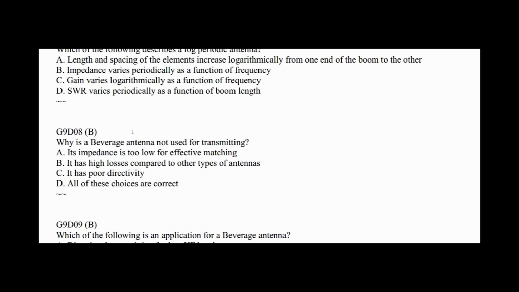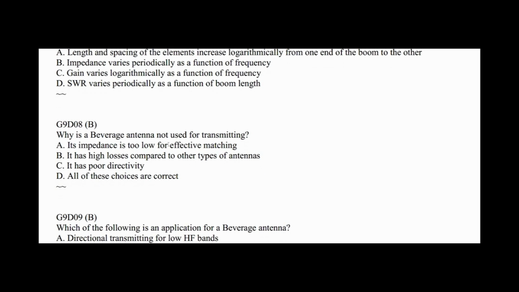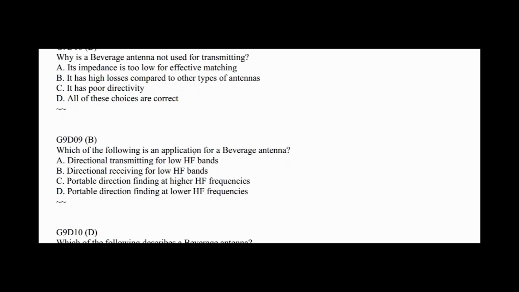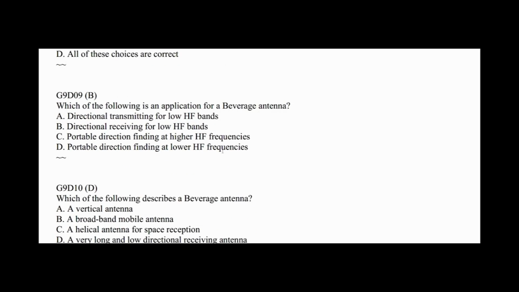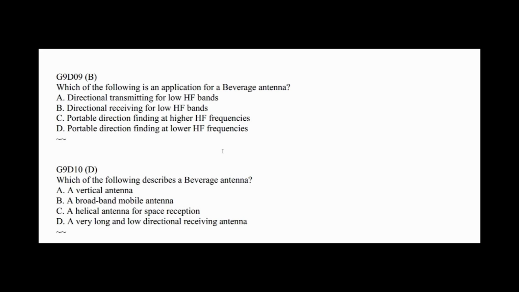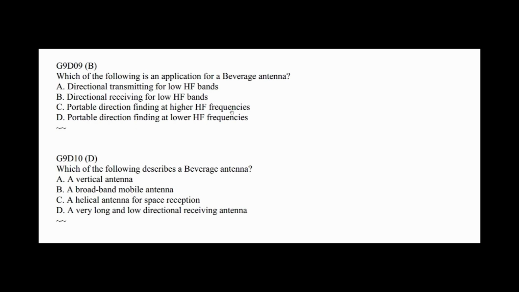G9D08. Why is a Beverage antenna not used for transmitting? They have huge losses. They're great for receiving. Usually they're on 160 meters. They have huge losses, but along with that, there's a greater reduction in noise. So they tend to be pretty quiet and allow the operator to hear stations that he maybe can't hear with another antenna. G9D09. Which of the following is an application for a Beverage antenna? It's B, as I described.